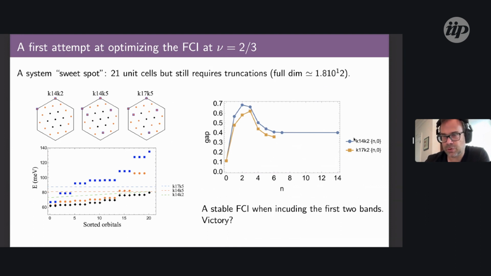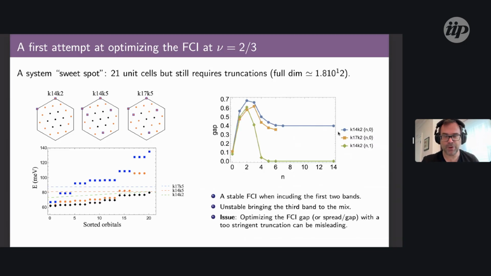So if we just allow for particles in the first remote band, now you see here that the gap of the FCI seems to converge to a finite value. So I think that's the first example where we can include band mixing, actually cranking up to the max, and still get a stable FCI. So is it done? Well, no, because as soon as you include the third band, or the second remote band, then here your gap once again collapses.